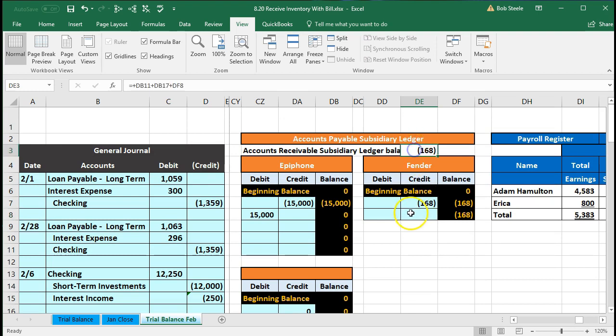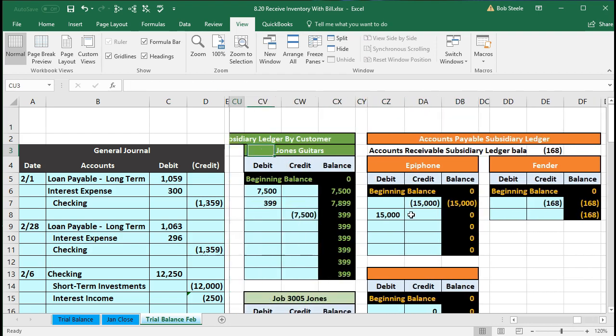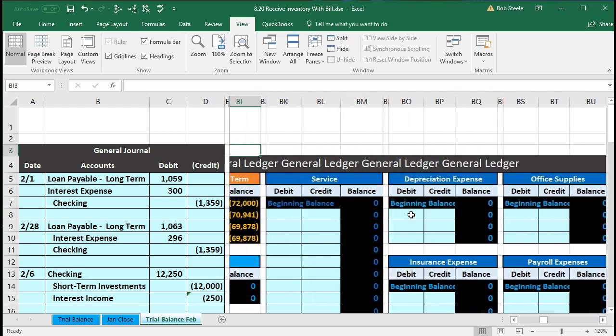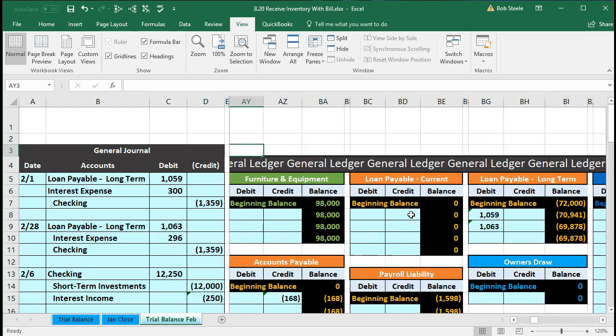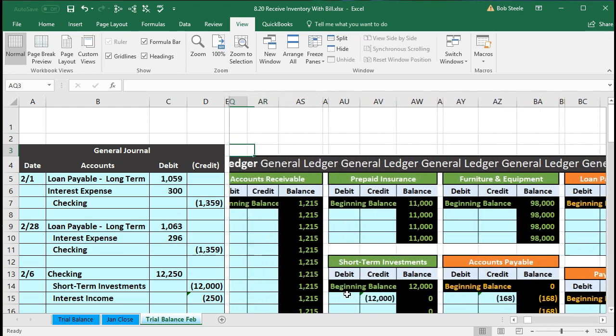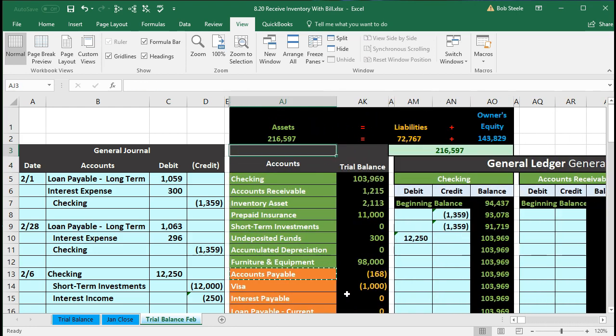Then if we look at our total here, we're at 168. That should match what's on the trial balance. So let's go all the way back to the trial balance. Just double check that really quickly. We see it there on the general ledger, 168. That's a good sign because that's what the trial balance is built from. And there's the 168 there.